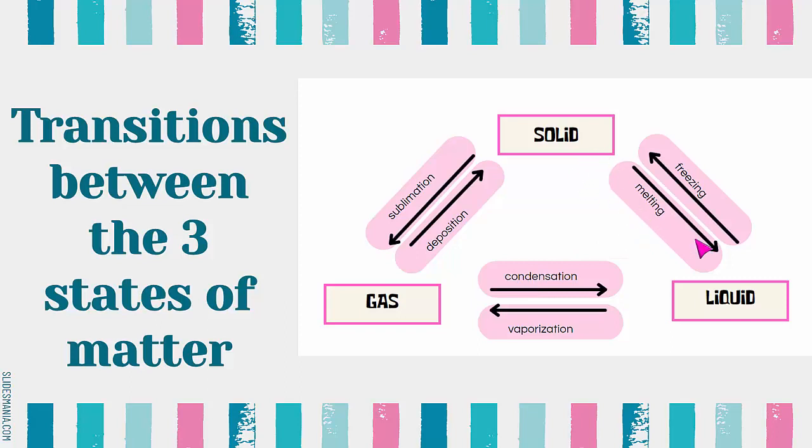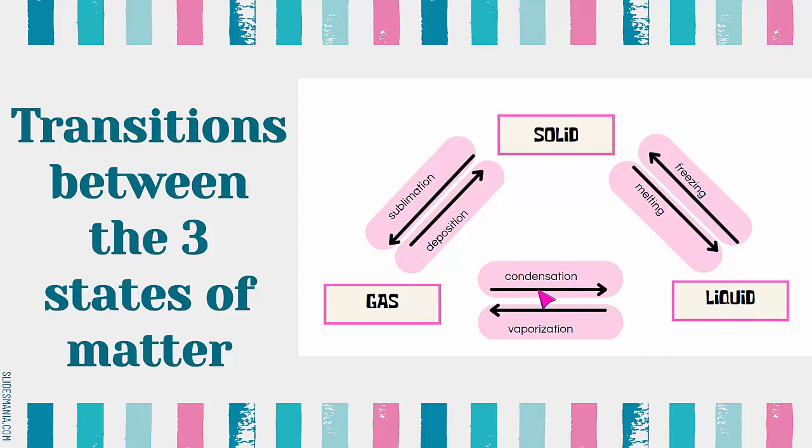The changes between solid and liquid are probably very familiar to you. You can imagine ice melting, or water freezing. Liquid to solid is freezing, solid to liquid is melting. Gas to liquid is also probably a little bit familiar to you. A liquid to a gas is called vaporization. So if a puddle disappears on a hot day, the water vaporized.